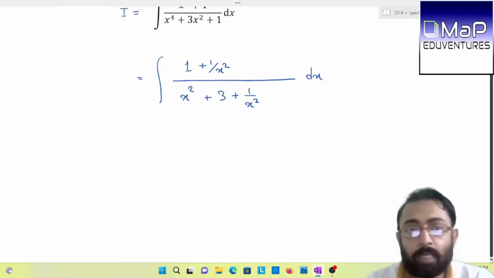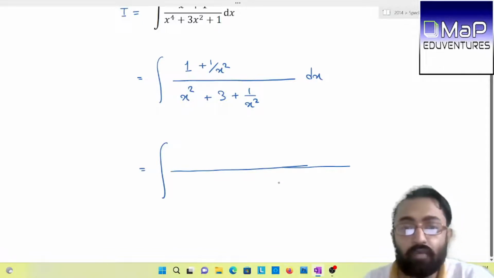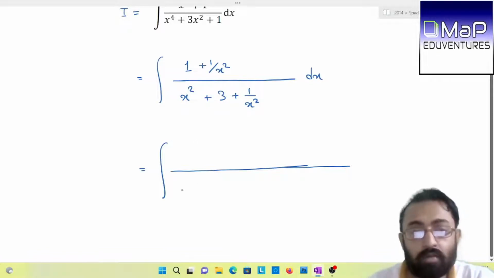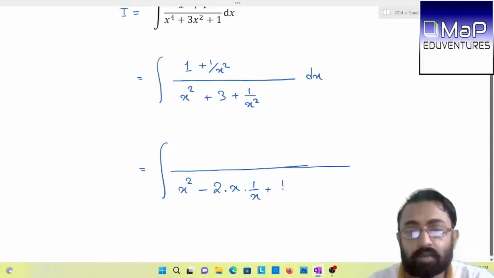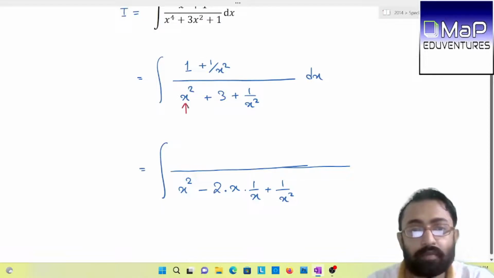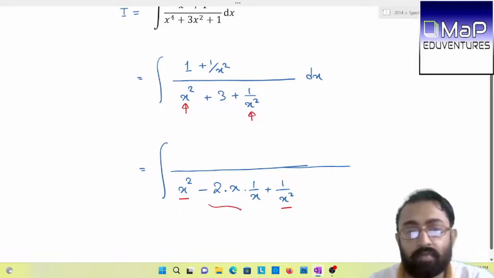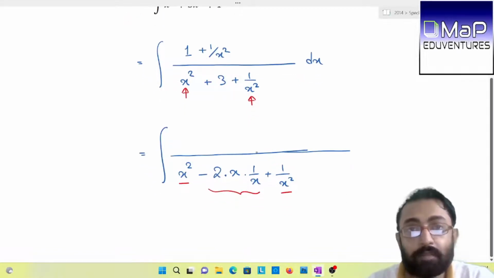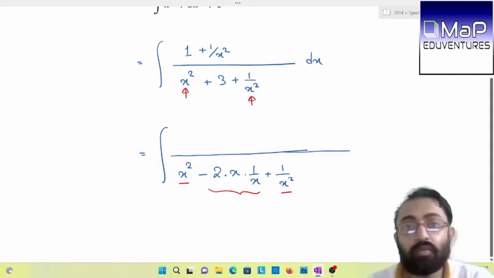Alright, now the second step comes. Now we will form a whole square, the sum or difference of two whole squares. Okay, for that we will be using completing the square. Alright, now let us take x squared minus 2 times x into 1 by x plus 1 by x squared. Okay, so you can observe here that we have got our x squared term, we have got our 1 by x squared term, but this term we don't need, as the previous expression does not contain it, so we have to cancel it out, but we need it to form the completing square.